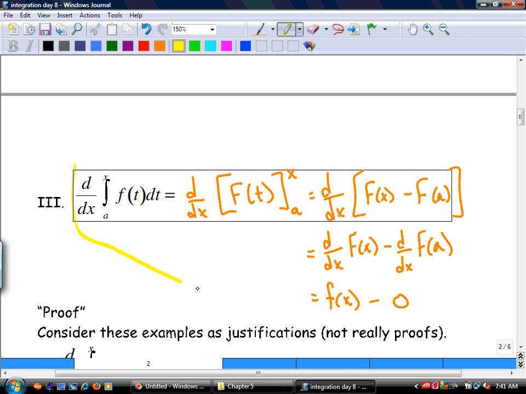Here's the rule. It is the function itself. It's the function that you started with. Because we switched variables. We switched from t to x. But it's the same function.